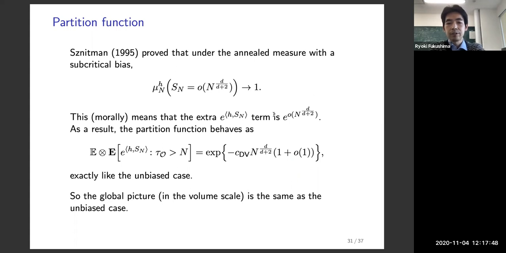Now, let me tell you a little bit about what we can read from earlier works. Remember, Schnittmann proved the ballisticity transition, and even more, he proved that under the annealed measure with a subcritical bias, the endpoint of S_n stays within small order n to the d over d plus 2 with high probability.